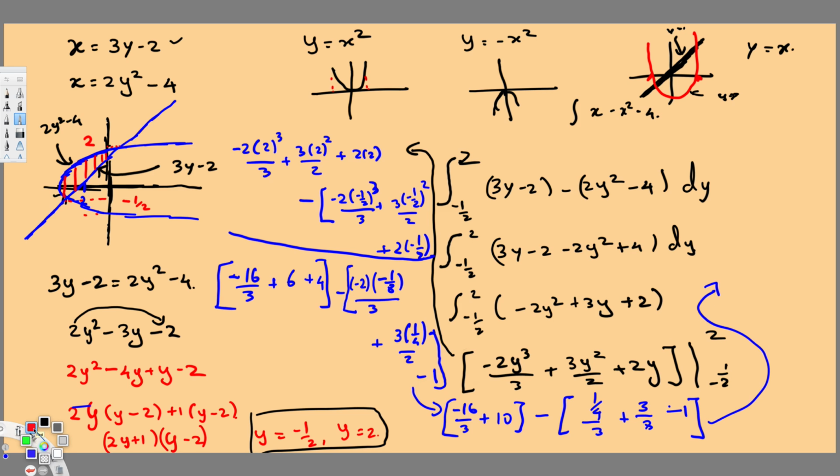And let's go ahead and continue this one right here. I use a different color. So here we have minus 16 over 3 plus 10. So this can be written as minus 16 divided by 3 plus 30 divided by 3, common denominator, right? Then this one, I can write as minus 1 over 12 plus 3 over 8 minus 1. So let's simplify this one. This is going to be just 14 over 3 minus, we have this one right here.